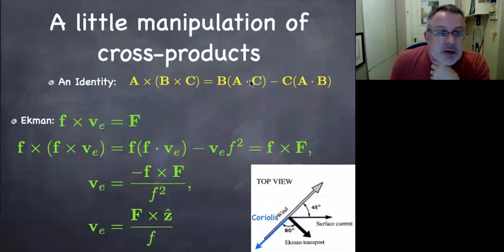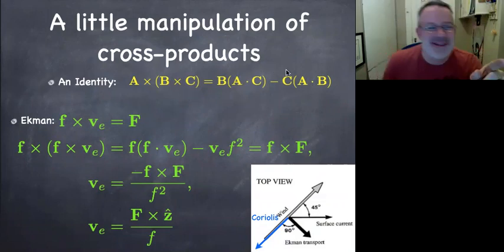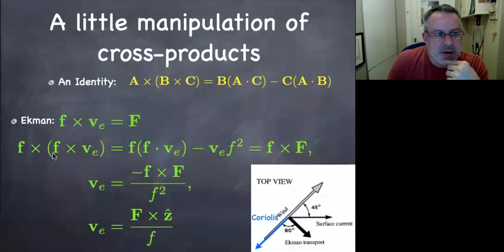If we take the so-called BAC-CAB rule, B(A dot C) minus C(A dot B) is the triple product A cross (B cross C). This is an identity. If you don't trust this, you can go through all the components one by one. But this is always true in 3 dimensions. So here we have F cross VE, and that doesn't look like any of these terms, but maybe it looks a little bit like B cross C. So if we take F cross VE, that looks a lot like A cross B cross C. So we can use the BAC-CAB rule in that case.